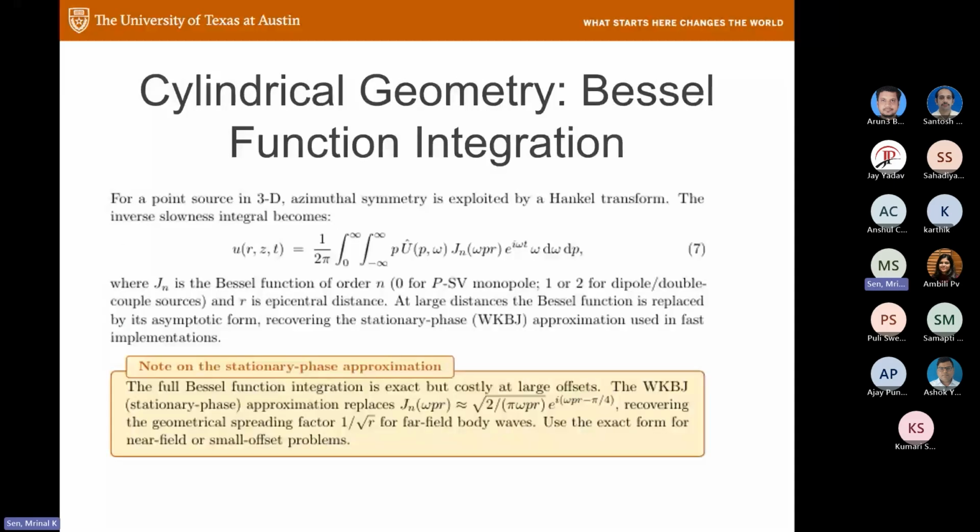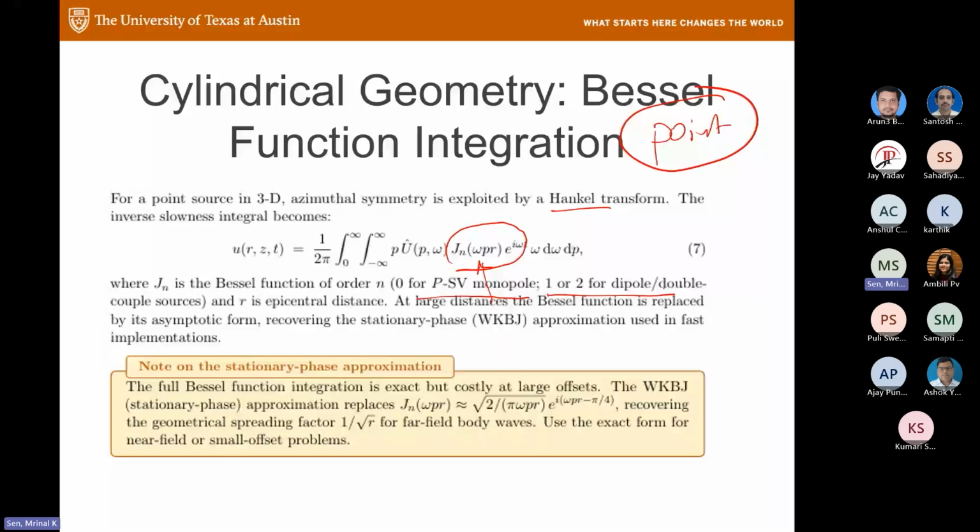All right. So now how to get to the correct point source in the transformation. I have not shown you the details of the algebra, but just remember that rather than doing a Fourier transform or a tau p transform, you have to solve this, and this is called a Hankel transform, where the argument is a Bessel function. Now, the Bessel function of order n in general, but n is equal to 0 for a P-SV monopole and 2 for a dipole and so on, and r is the distance.